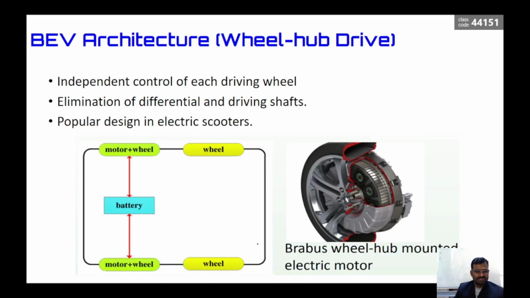The other architecture is the one which has the motor and wheel combined together in a single system, and the battery is connected through the inverter to this motor-cum-wheel setup, so that it is going to drive directly from there and move the vehicle. So this type of architecture is mostly used in electric scooters.